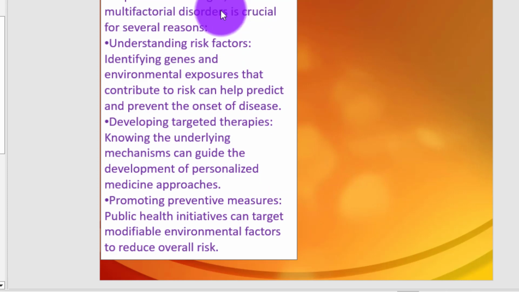Despite the challenges, research on multifactorial disorders is crucial for several reasons. Understanding the risk factors: identifying genes and environmental exposures that contribute to risk can help predict or prevent the onset of the disease. Developing targeted therapies: knowing the underlying mechanisms can guide the development of personalized medicine approaches. Promoting preventive measures: public health initiatives can target modifiable environmental factors to reduce the overall risk.